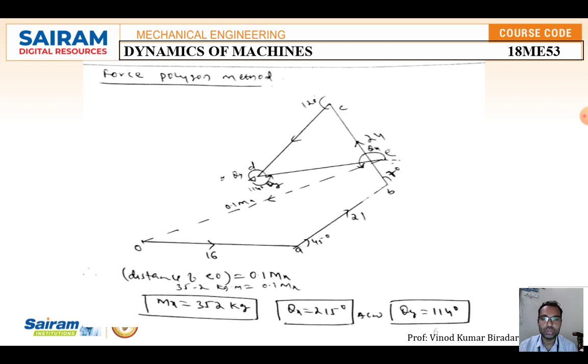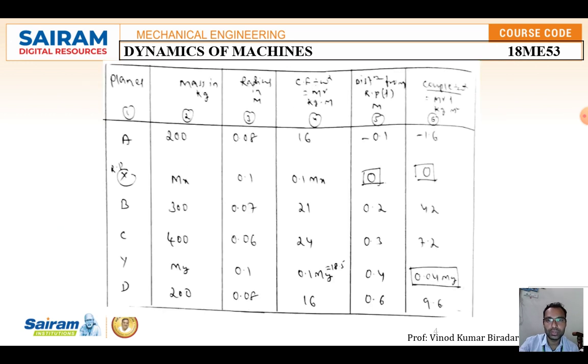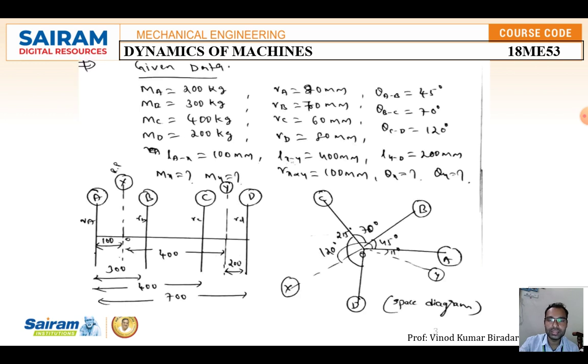And also how to measure theta x and theta y: you can take any one side, either the anti-clockwise direction or the clockwise direction. If you measure theta x you are going to get 215 degrees, or theta y is equal to 114 degrees. So this is about the force polygon diagram and the couple polygon diagram, for the unknown masses m x and m y. I hope you understand this. Here I will write only the procedure.